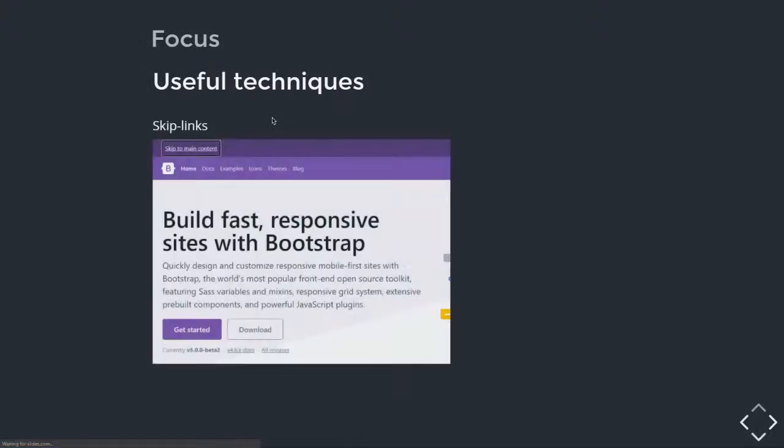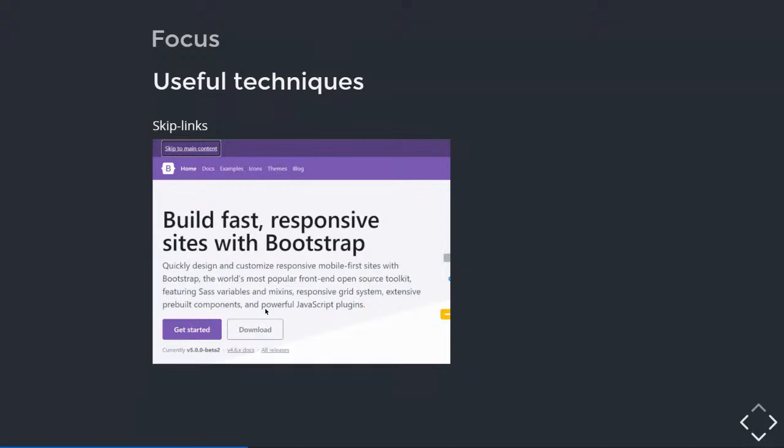Now, there are some useful techniques. You might have situations where you have a large number of links, or I should say a large navigation. As you might imagine, a blind user would have to tab through all of these navigation links just to get to the important part. So you can add a link which will be only visible when focused. So when users first land on the website, they can tab once and then press enter and go directly to the main content.